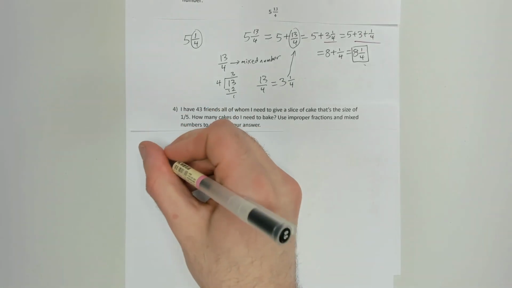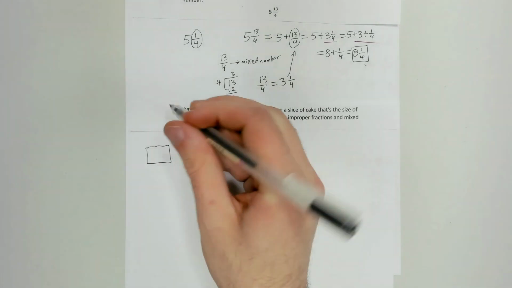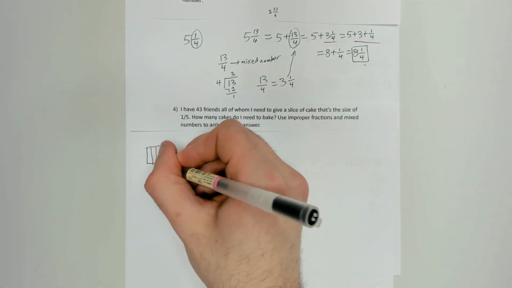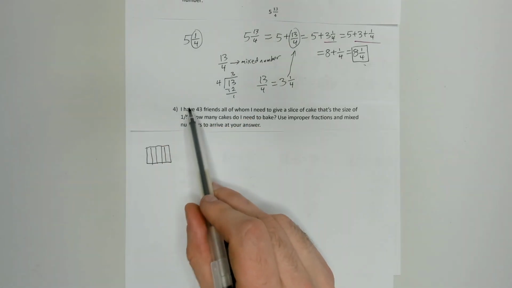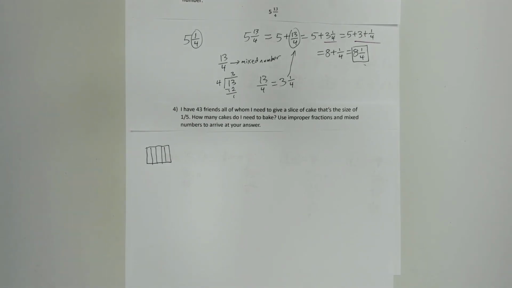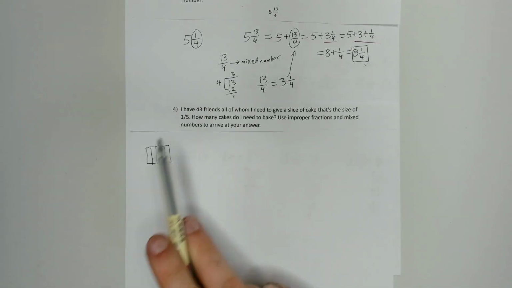So basically we're making a cake, let's say it's a rectangular cake, and we want to split it into 5 pieces, and each friend gets one of those pieces. Alright, so that makes sense. But there's 43 friends that we need to share it amongst. You know, I'm a popular guy. People just love my math videos. They want to be friends with me. So I have 43 friends.